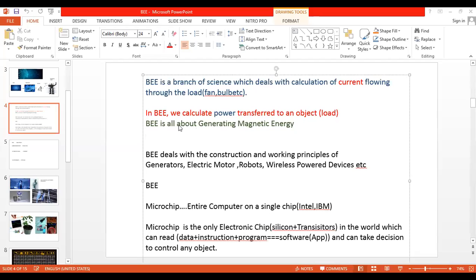Next, after the definition of current, we are going to study how we generate the magnetic energy. No need to worry about the material. All of you first listen, and what you are understanding, put it on paper. So our next target is how to generate the magnetic energy. Sir, what is the use of magnetic energy? We'll see now. First, let me share the new slide.